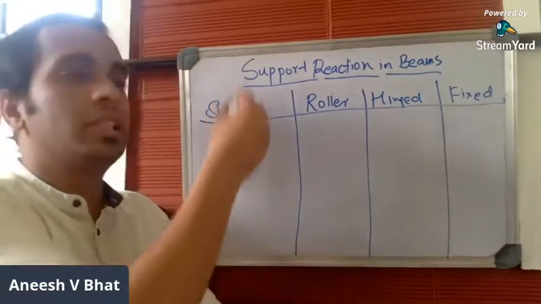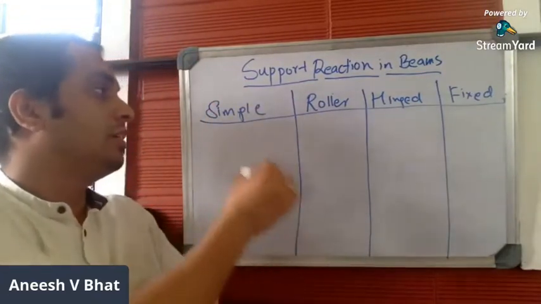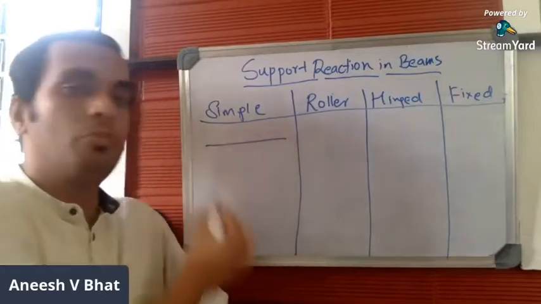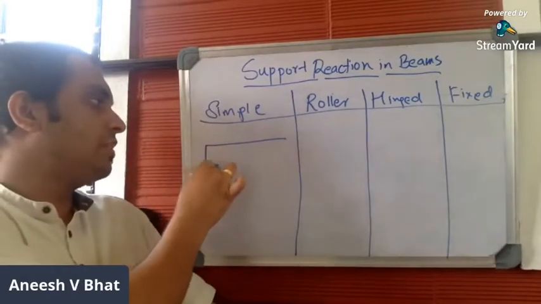Now let us go through simple support. In simple support, let me consider a small beam cross section. Simple support is drawn in this way.